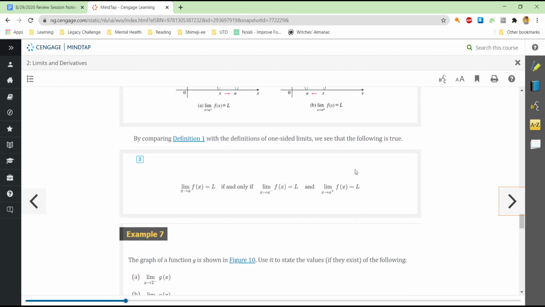So because of the definitions of one-sided limits, this is what I've been saying. The limit of f of x as x approaches a is equal to L if and only if the left-sided limit of f of x as x approaches a is equal to L, and the right-sided limit of f of x as x approaches a is equal to L. So it can only equal this value if both the left and the right equal that value.